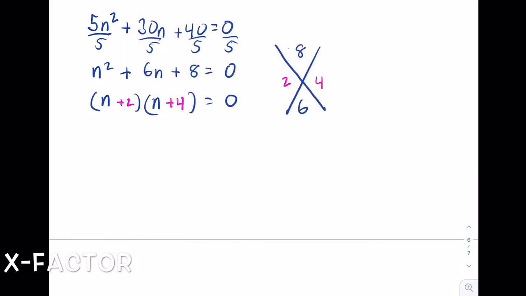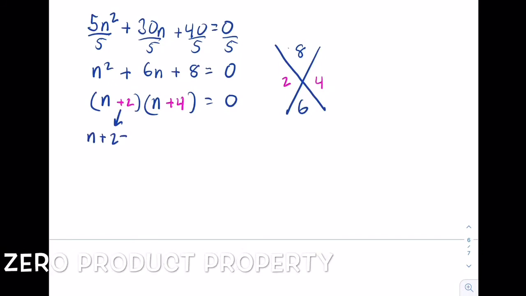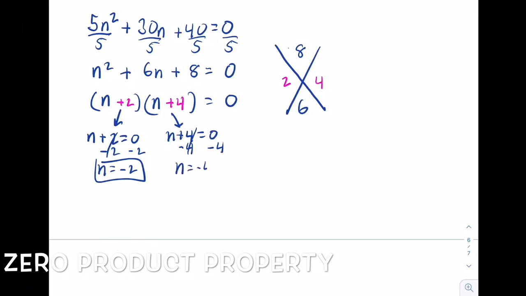And then once we factor it, we can use the zero product property again. So set them both to 0, and then solve it. Minus 2, n equals -2. Minus 4 on both sides, we have n equals -4. And those are the solutions, -2 and -4.